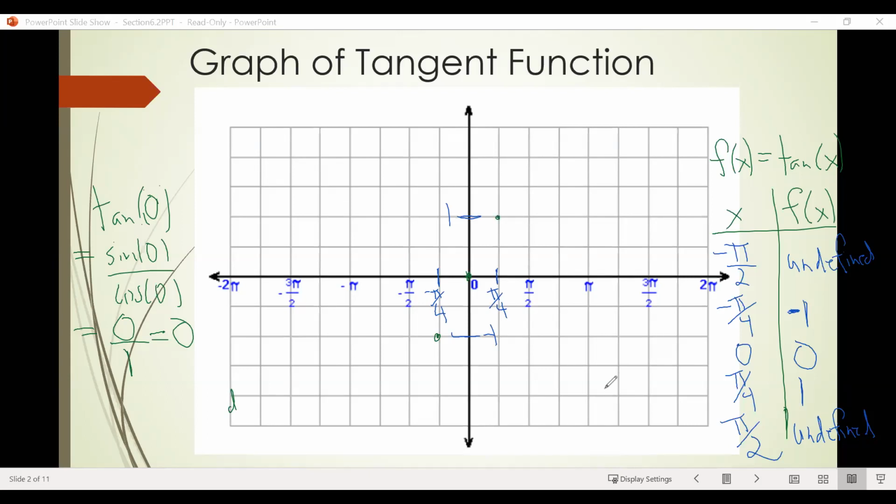Now at negative pi over 2 and pi over 2, we saw that those gave us undefined values. You may recall from whichever course you took before this, if you think about rational functions, when we had values that made the function undefined, what we got there were vertical asymptotes. So I'm going to put vertical asymptotes at those points.